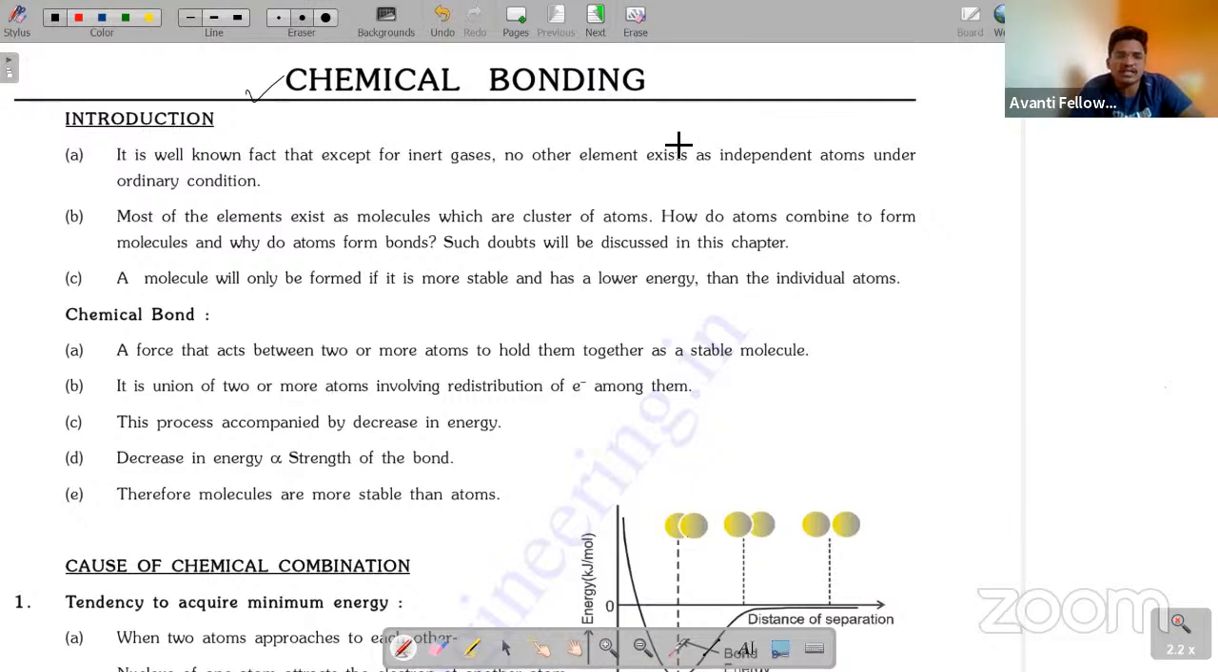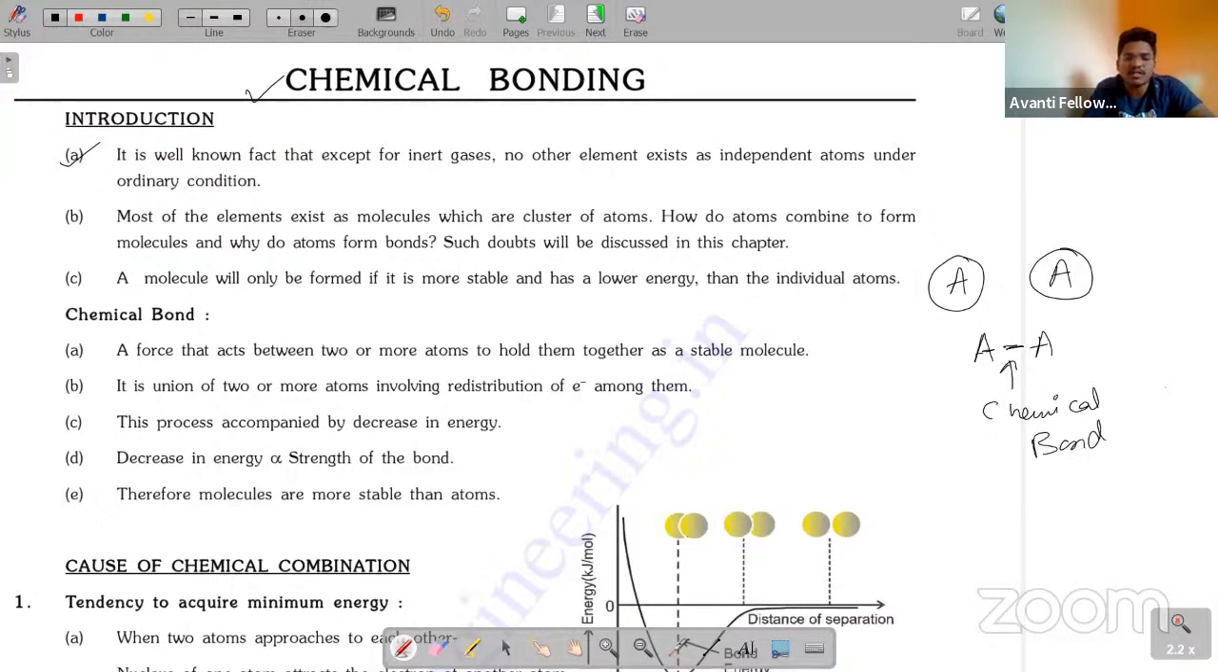Now we know that chemical bonding is simply a force of attraction between two atoms. Let's suppose this is atom A and atom A. If you are making a bond between A and A, some driving force is required to form a bond between A and A. This particular driving force is simply called a chemical bond. Chemical bond is as simple as that.